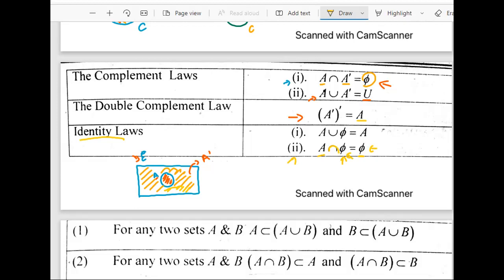Yes, ma'am. Okay, in the complement laws, can you show me the Venn diagram for number 2? This one?